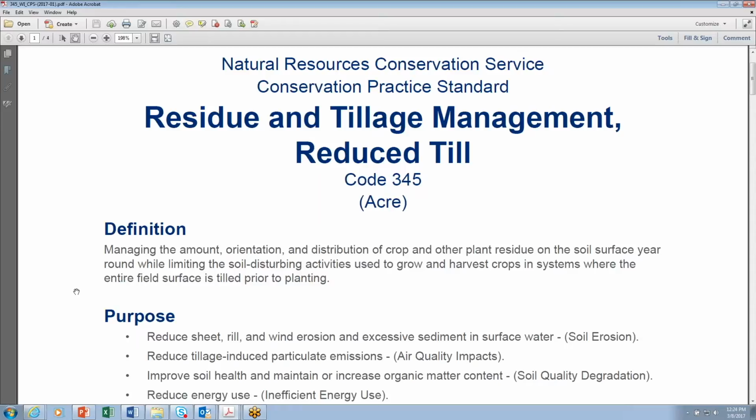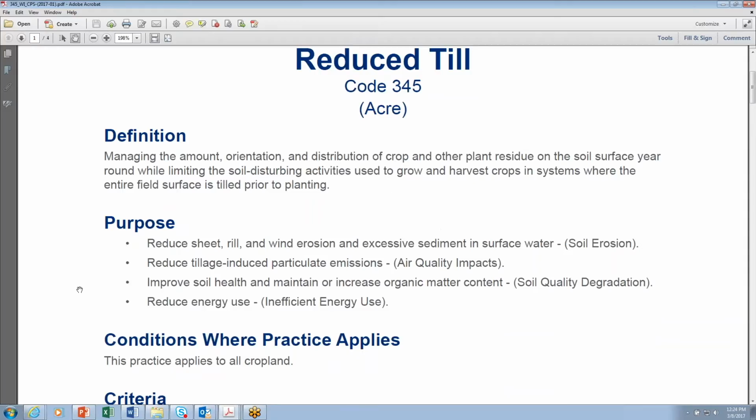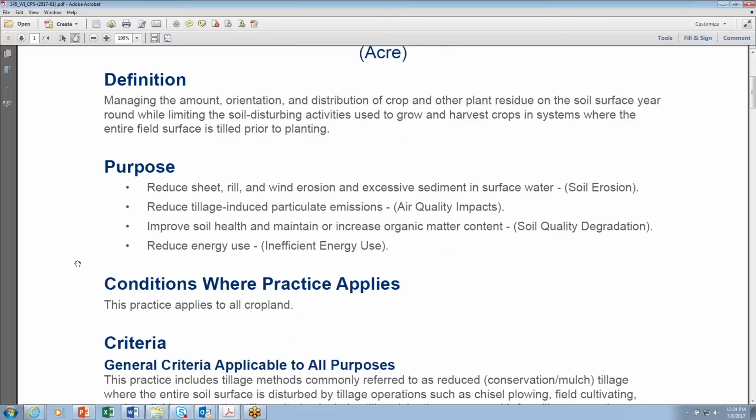And we are restricting soil disturbance activities during that growing season, but it's different as far as what we're able to do with that tillage operation. So the purposes are the same, although it's reduced a little bit. We've got sheet and rill and wind erosion, excessive sedimentation into surface water. Those are primary.